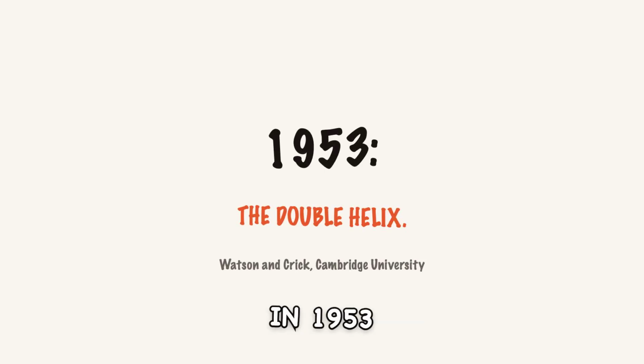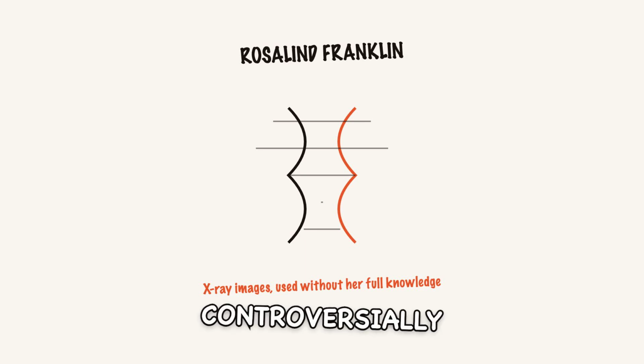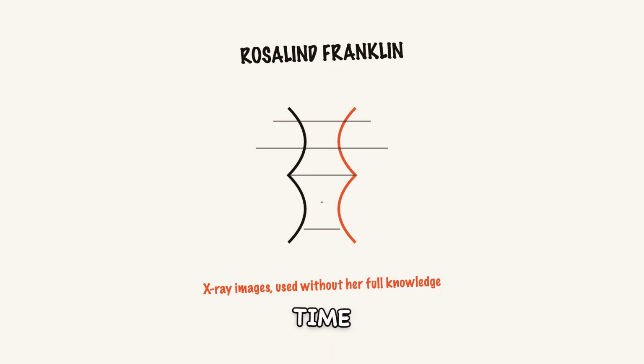In 1953, James Watson and Francis Crick, working at Cambridge University, described the double helix structure of DNA, the molecule that carries the complete genetic instructions for every single living thing on Earth. Their breakthrough relied heavily on X-ray diffraction images produced by Rosalind Franklin, a chemist at King's College London whose crucial photographic evidence was used, controversially, and without her full knowledge or consent at the time, to help confirm the final structure, a contribution only properly and widely credited many decades later.